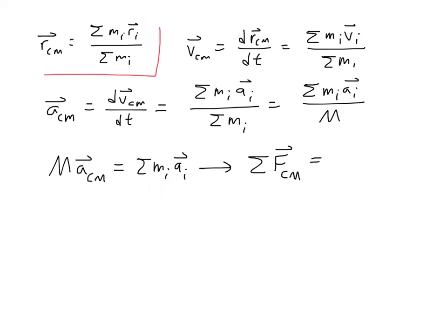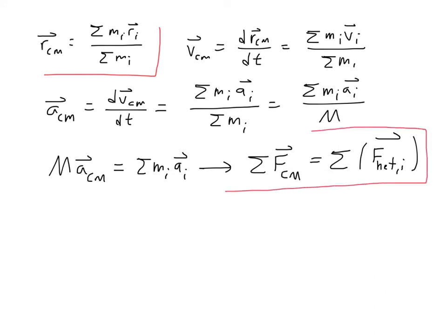And on this side, we have the sum over all the mass times acceleration of each object. So this is going to be the net force on each object in the system, and then we're going to sum over all of those net forces. So I'm going to write that like this. And so we can use this to see why our free body diagram model for objects kind of works.